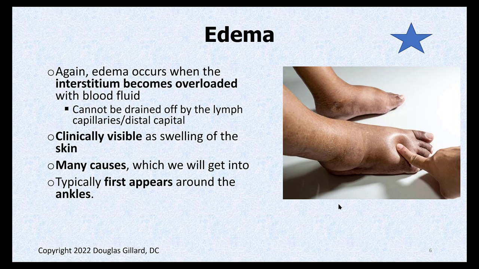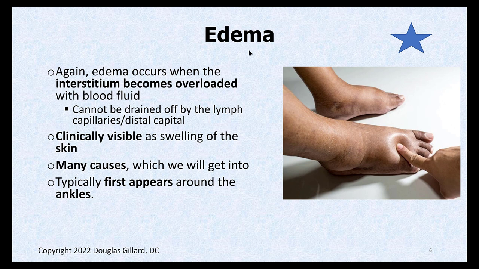It occurs when the interstitium becomes overloaded and the distal capillary can't siphon off enough of that blood fluid that was dumped in at the proximal part of the capillary, and the lymph capillary can't siphon off enough. So you get a buildup of interstitial fluid and you can start to visibly see it. In this ankle here, we can visibly see that both of these ankles are really swollen. In fact, we'll talk about this phenomenon of pitting edema in a second, but that's a sure sign of edema. For whatever reason, the venous system of the lower extremities is not able to drain off the interstitial fluid that is dumped into the interstitium from the blood.